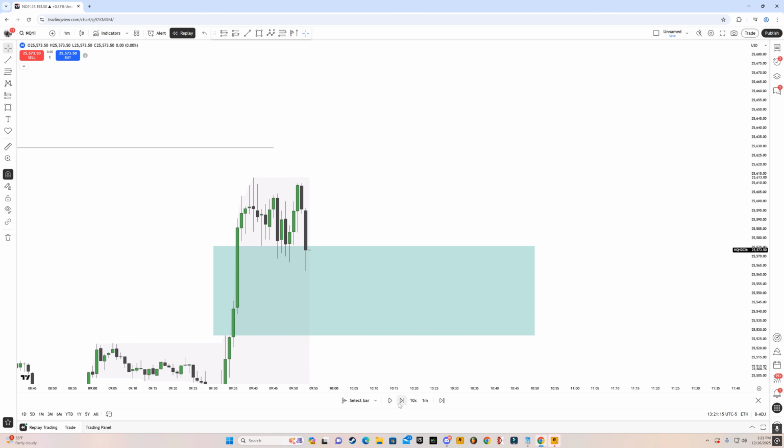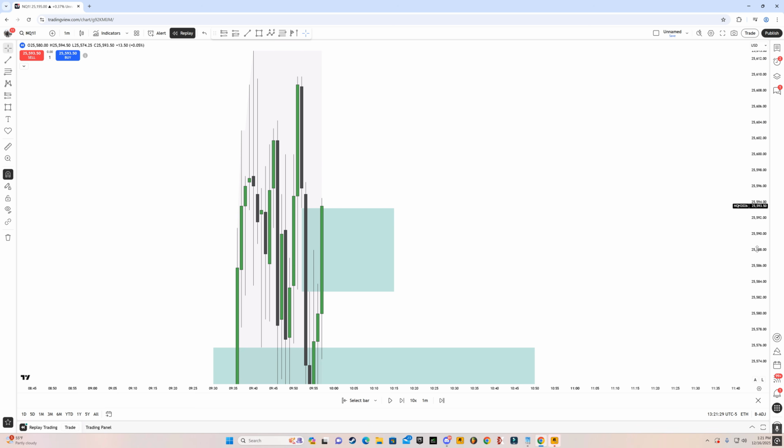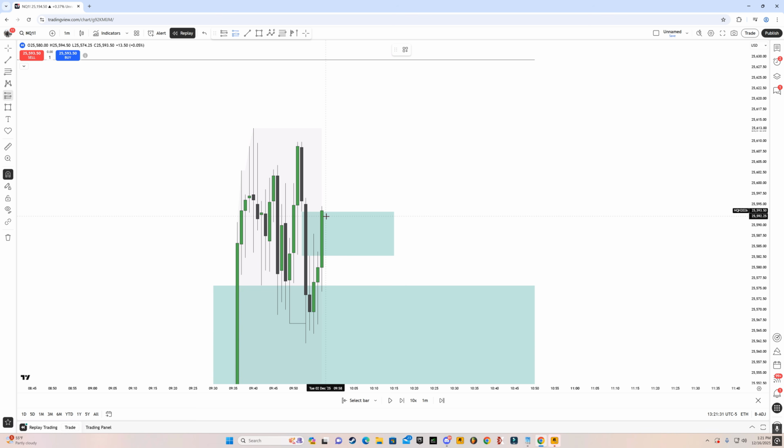So right now we don't have any inversions to the upside, and now you can see that we have swept this low. We have this fair value gap. We have our draw up there. So let's see if we can inverse above this gap. Right there, we have inversion. So we closed right above this fair value gap. So we have inversed the 1-minute gap.